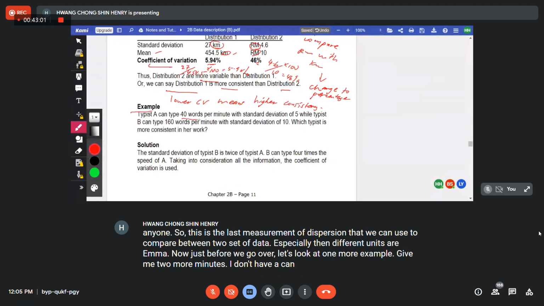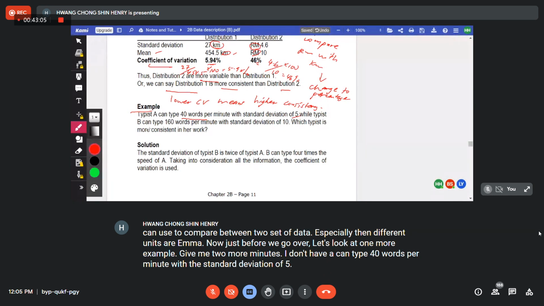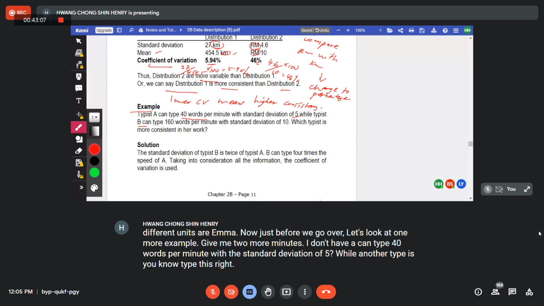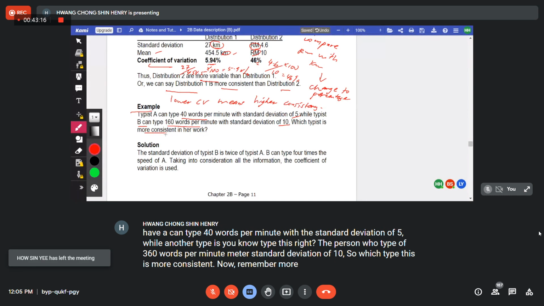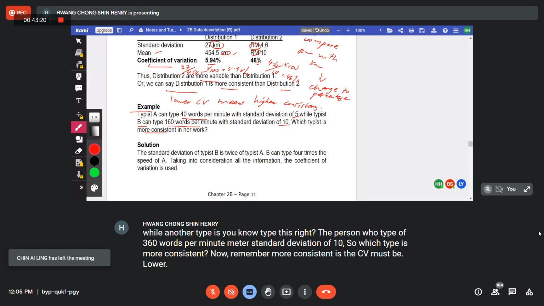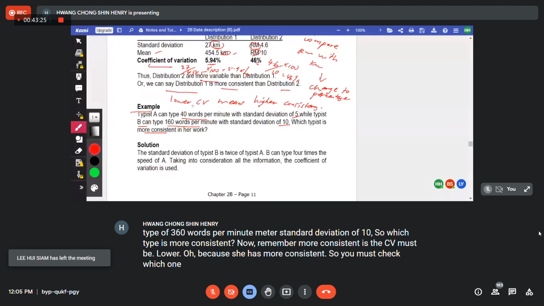Typist A can type 40 words per minute with a standard deviation of 5, while typist B can type 160 words per minute with a standard deviation of 10. So which typist is more consistent? Now, remember, more consistent means the CV must be lower. The question asks which is more consistent, so you must check which one has the lower CV. So you find the CV of typist A and typist B.